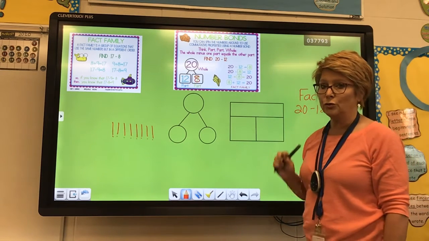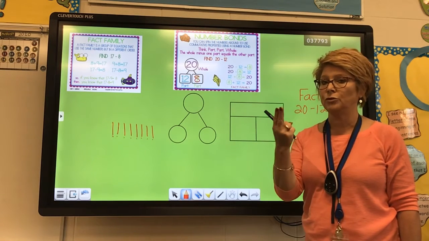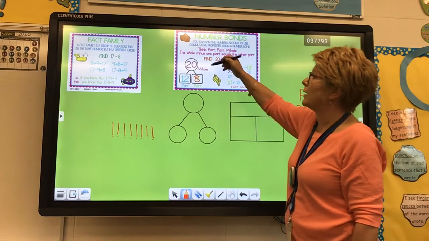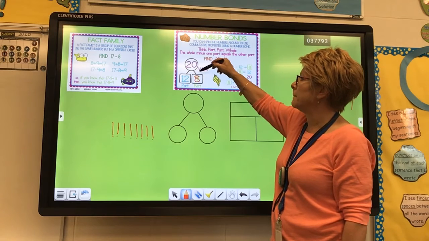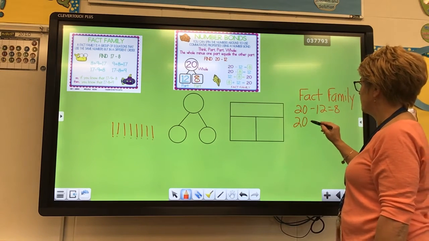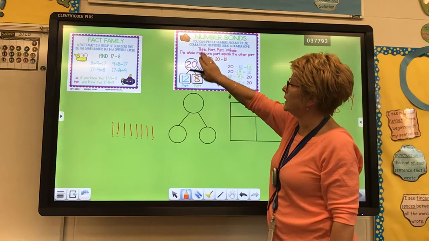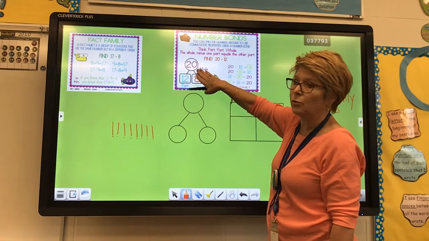Now I need to do the other side because there's two subtraction problems and two addition problems to a fact family. So I'm going to go down this side and subtract this time. And I'm going to say 20 minus 8. So 20 minus 8 equals. Well, if I have 20 and I take my 8 part away, what part is left? My 12 part.